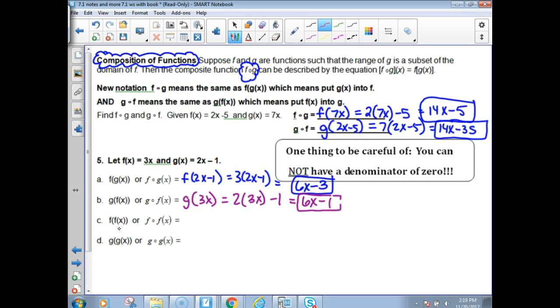All right. Ooh, what's this? What do you think it means? Yes, it says the f of f of x. Whenever you see one of these, we're going to put the f function into the f function. That's what it means. We're going to do the f of 3x, which means we're going to put 3x in for x. 3 times 3x is 9x.